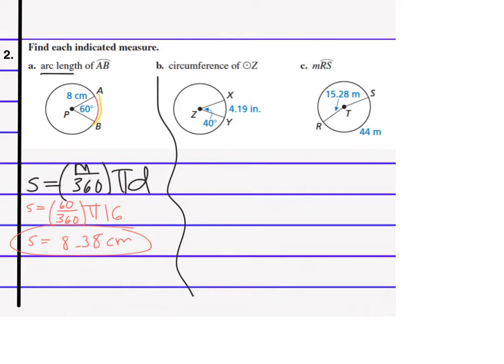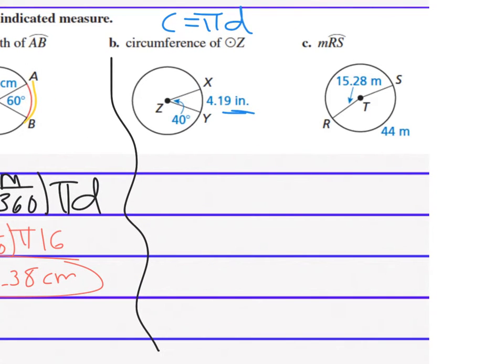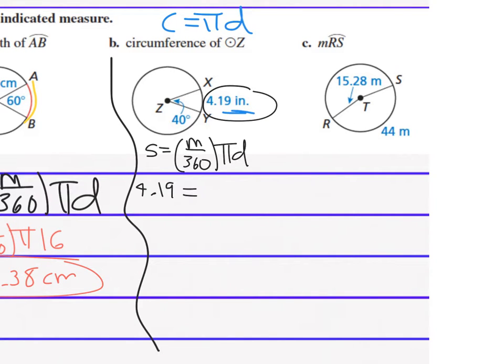For part B, we want the circumference. So remember, circumference is pi times diameter, or the 2 pi r. And it looks like they are giving us this 4.19 is our arc length, is our S. So I will start with my same formula, S equals M over 360, pi times diameter. So I am going to be putting 4.19 in for arc length, in for S. So I'm kind of working backwards.